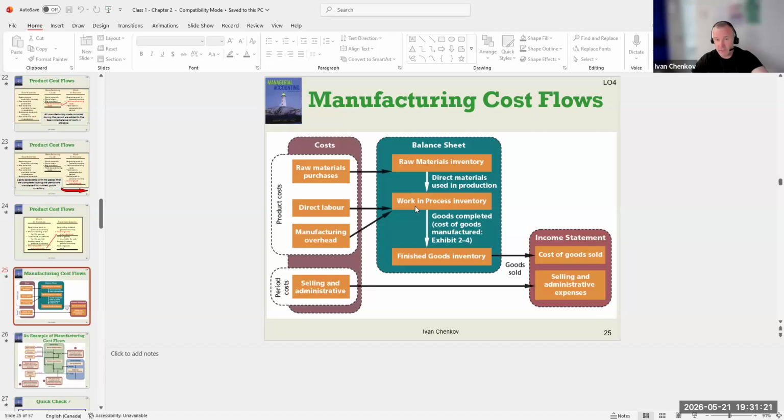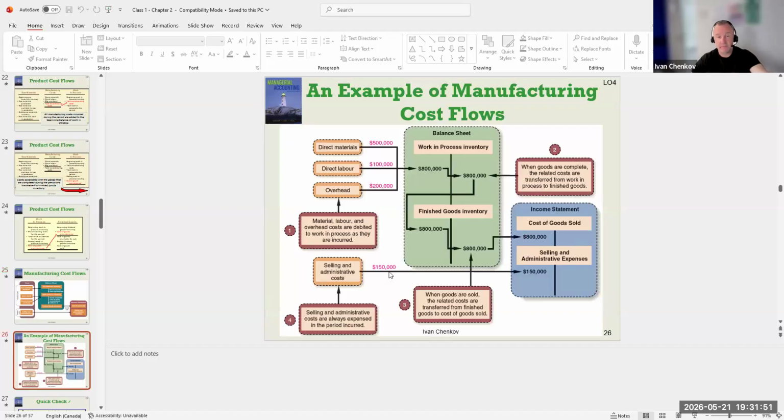In the work in process account, the direct material is going to meet with direct labor and manufacturing overhead. And when we say our product is complete, it's going to move to the finished goods. Once the finished good is sold, it will become cost of goods sold. How about the selling and administrative expenses? They will be directly expensed and go and meet cost of goods sold in the income statement.